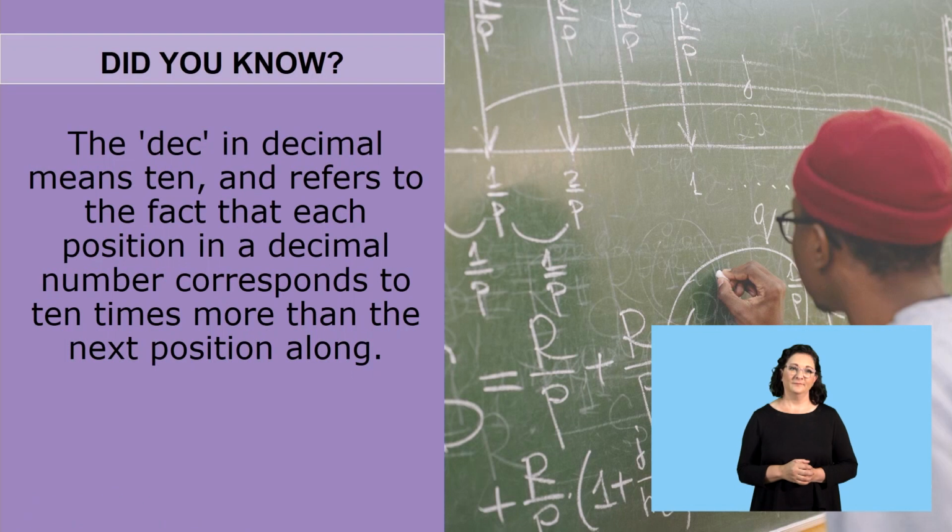Let's look at an interesting fact. Did you know that deci or dec in decimal means 10 and refers to the fact that each position in the decimal number corresponds to 10 times more than the next position along? So as we move from the first decimal place, which is 1/10, it's 10 times more. 10 times 10 will give you 100, and we grow like that. So let's go and see how this interesting fact helps us to answer some of these questions as we move to our lesson objectives.